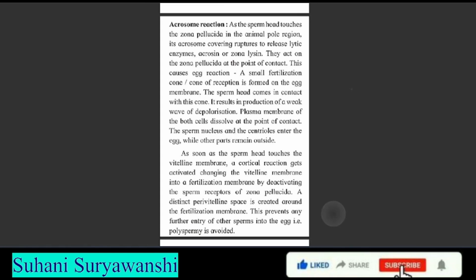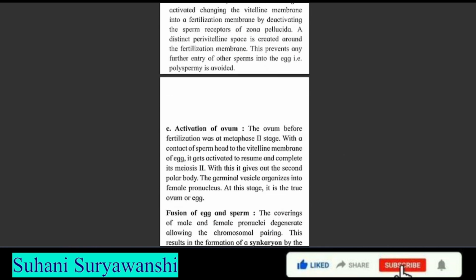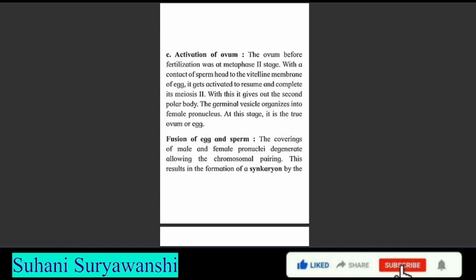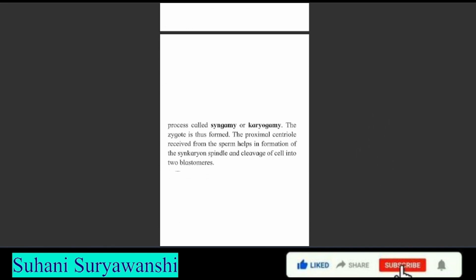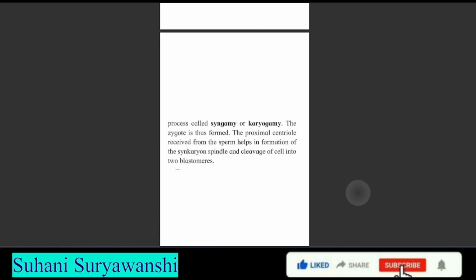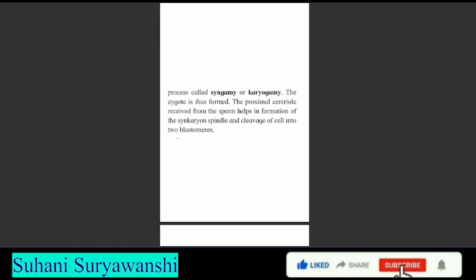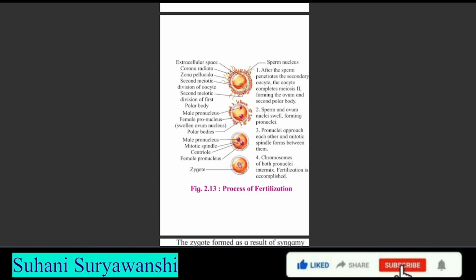Next is acrosome reaction. Done. Next is activation of ovum and fusion of egg and sperm. Okay, next, syngamy, what you mean by karyogamy, etc. And then the diagram. Again, we can explain the diagram, or even if you remember the steps which are given in the diagram, you can elaborate them in your own language.